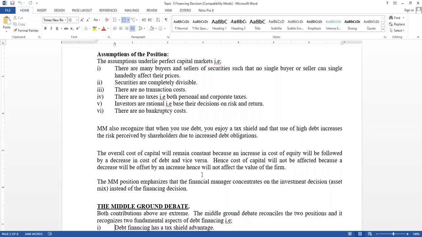So for MM, it emphasizes that if you are a financial manager, then you should concentrate on the investment decision, the asset mix, instead of financing. Instead of looking at how you are financing your assets, just look at the mix of your assets, concentrate on that. Because if you employ more debt, then you have that tax shield that you enjoy.